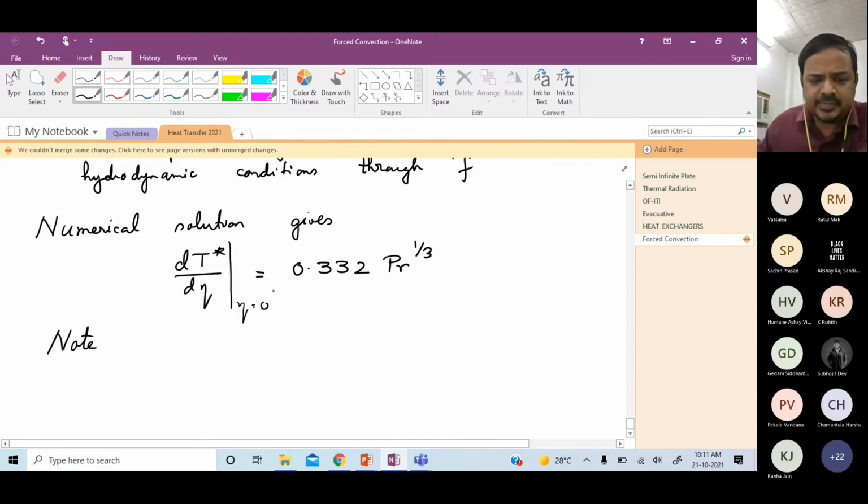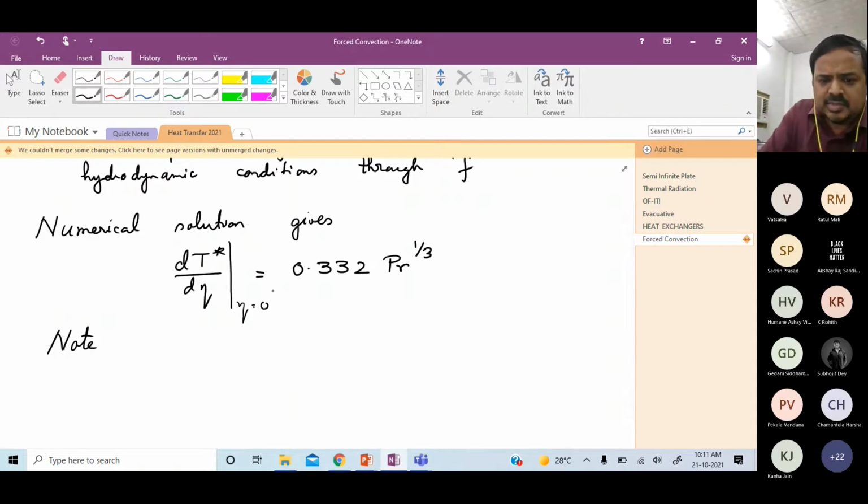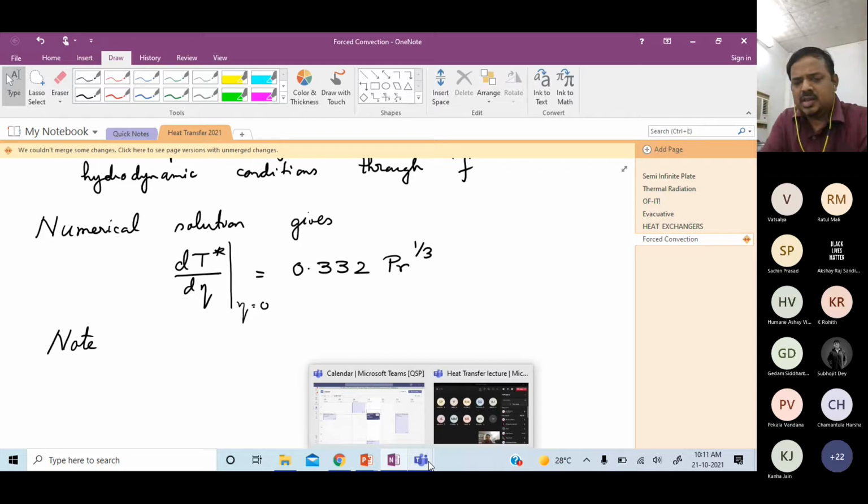Is everybody there? Suddenly I can hear some sound. Suddenly my Microsoft Teams window disappeared. Okay.